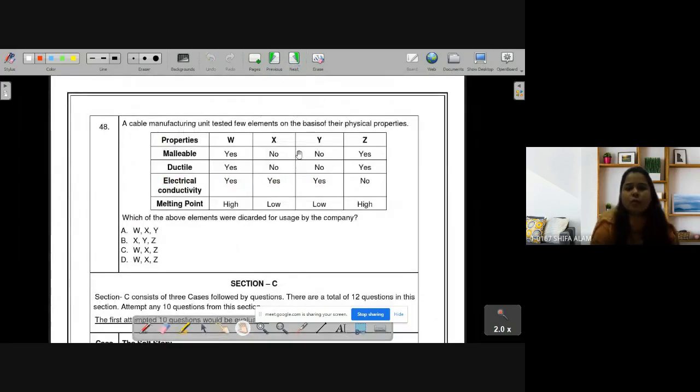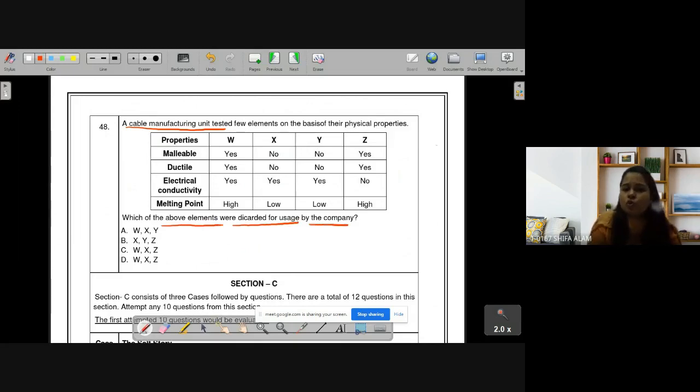Next, question 48 says that few metals' physical properties have been provided, which is being manufactured by a cable manufacturing unit or a company which is manufacturing wires. They have chosen W, X, Y, Z. Now they want to discard any of the following. So, which of the above elements was discarded by the company?